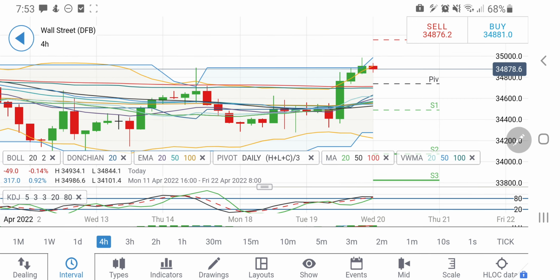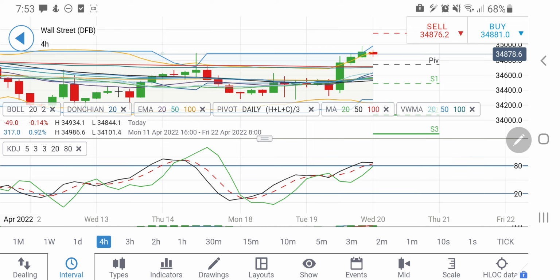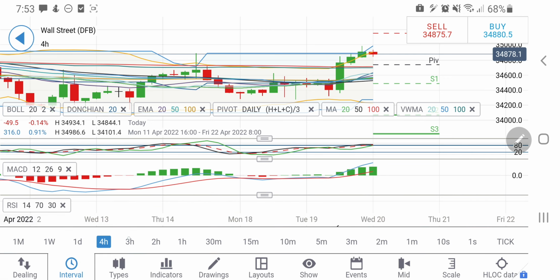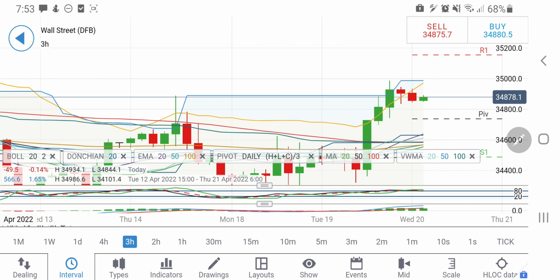Now this zone at 34,900, 35,000 is a very strong resistance zone for US30. Look at this, 4-hour stochastic is overbought and MACD shows divergence, so we must see a couple more red candles which will try to bring it towards 34,700, 34,600 levels, and then from there we'll be watchful of how it behaves.